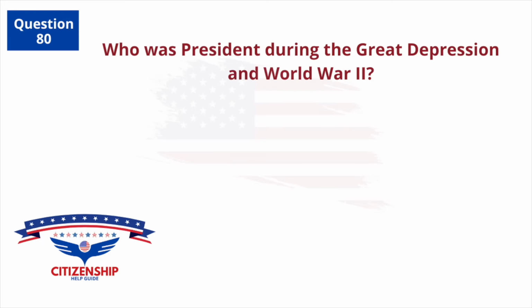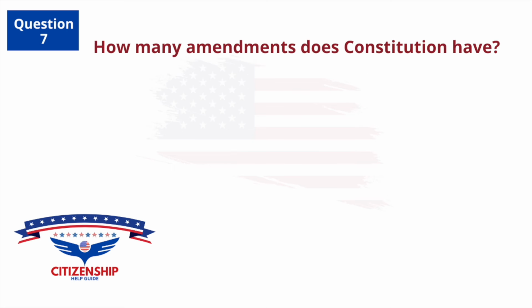Let's start today's video. Who was president during the Great Depression and World War II? Franklin Roosevelt. How many amendments does the Constitution have? 27.